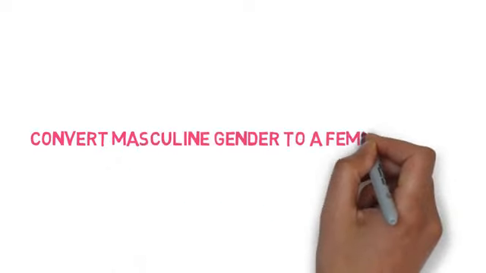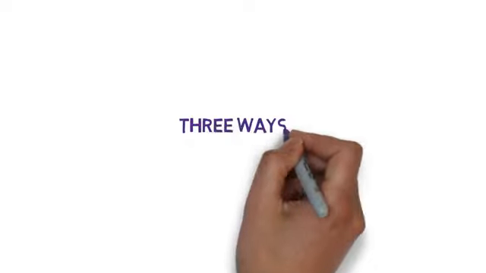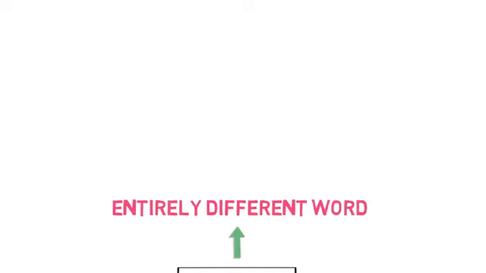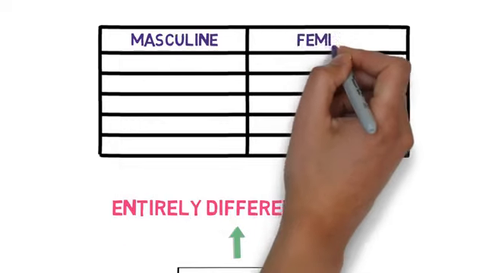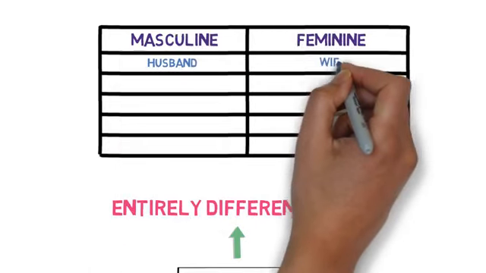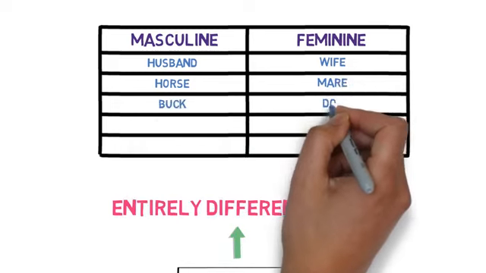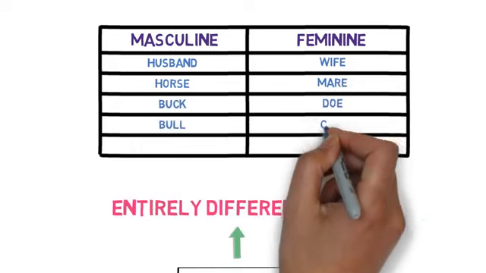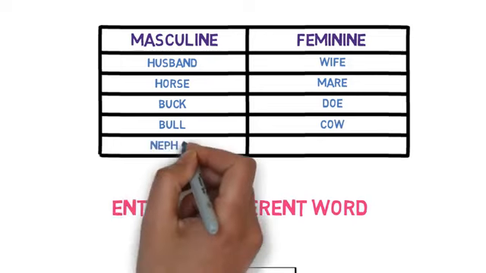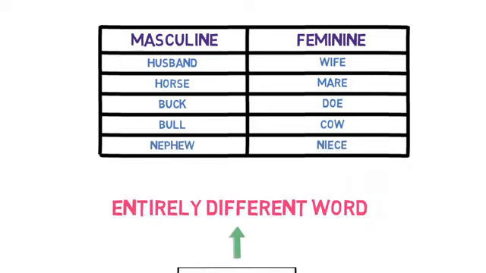Now, let's learn the ways to convert a masculine gender to a feminine gender. There are three ways to convert a masculine gender to feminine. Number 1, by using an entirely different word. Some of the examples of it could be husband, wife, horse, mare, buck, doe, bull, cow, nephew, niece. So this is the first way.